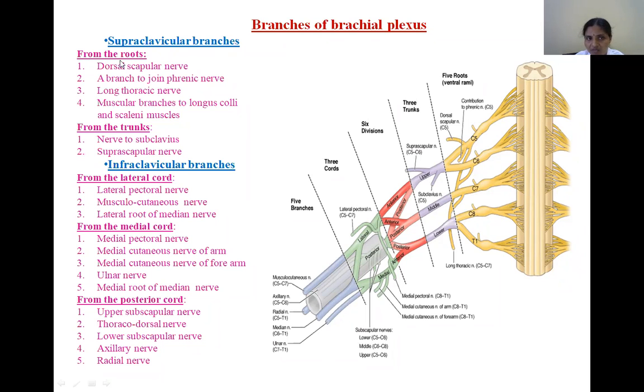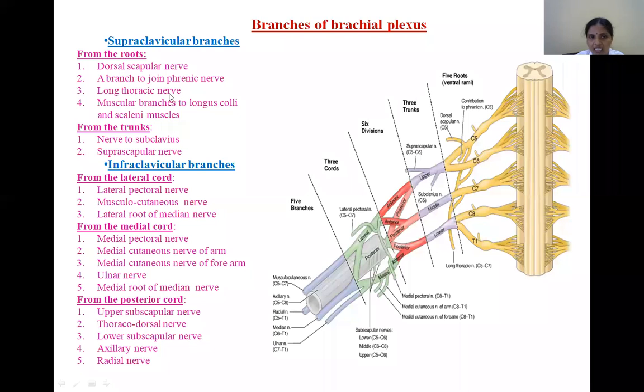So what are the branches from the roots? An important nerve is the dorsal scapular nerve. The dorsal scapular nerve is derived from the C5 root, and there is a branch to join with the phrenic nerve, because the phrenic nerve root value is C3, C4, C5. So C3, C4 means cervical plexus, whereas C5 is from the brachial plexus, the roots.